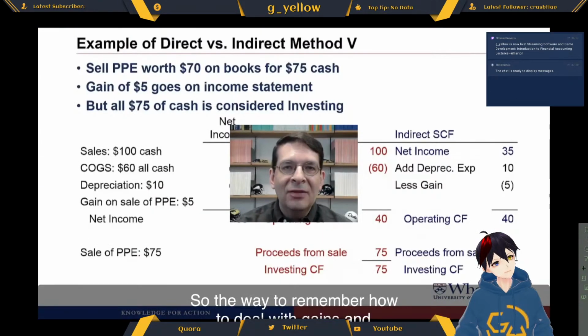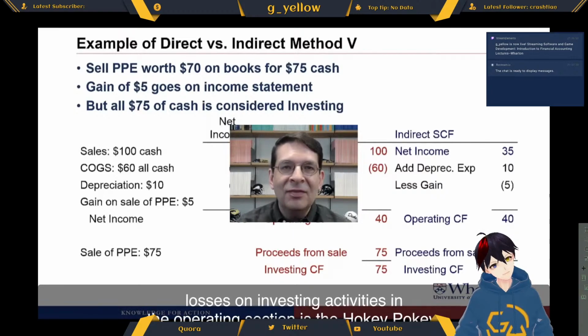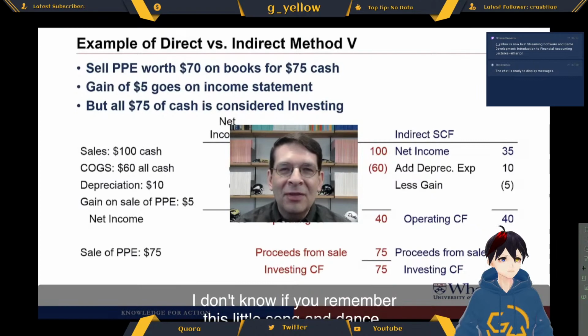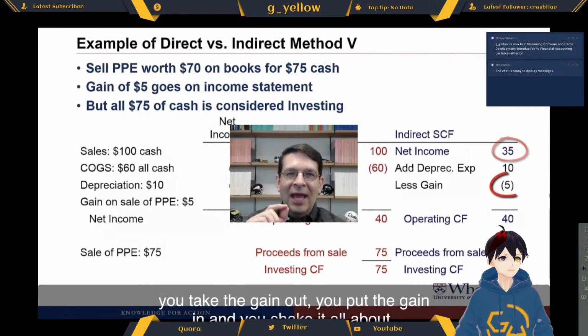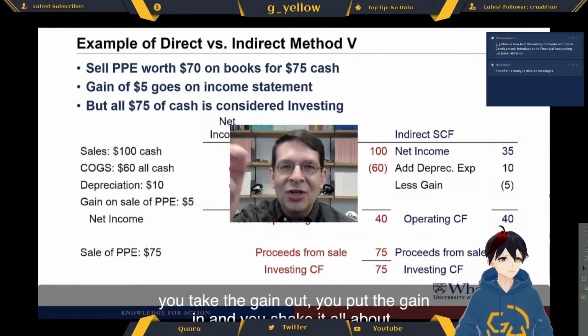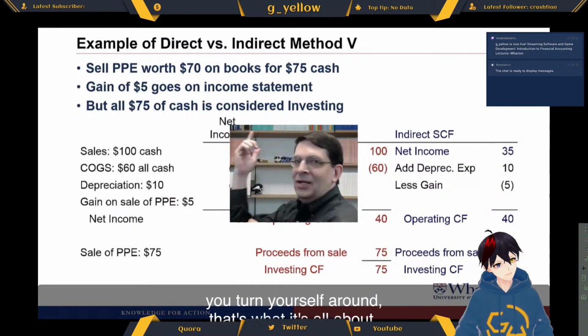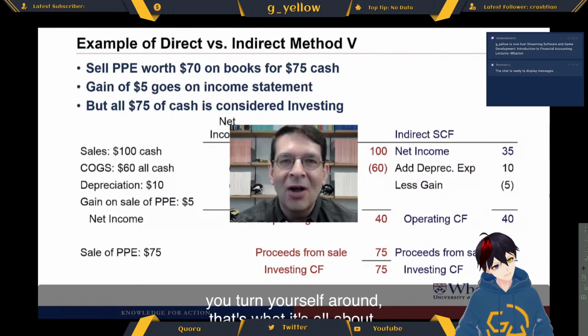So the way to remember how to deal with gains and losses on investing activities in the operating section is the hokey pokey. I don't know if you remember this little song and dance, but it goes something like this. You put the gain in, you take the gain out, you put the gain in and you shake it all about. You do the hokey pokey and you turn yourself around. That's what it's all about.